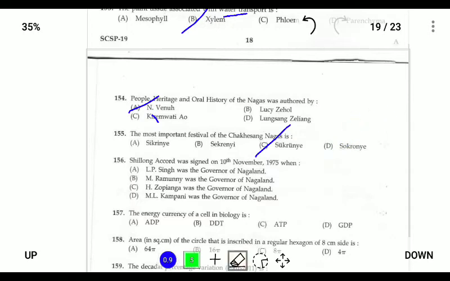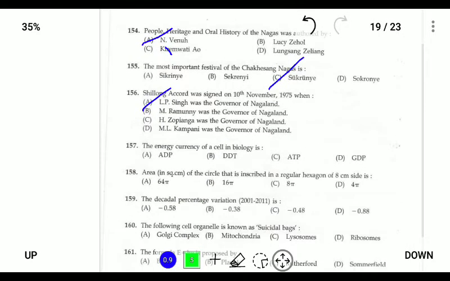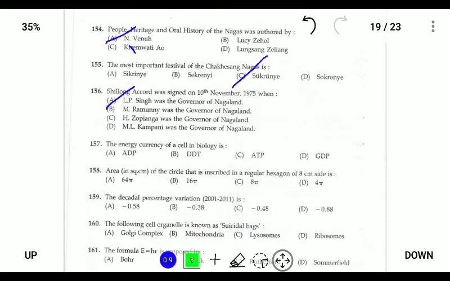Next, 156. The Shillong Accord was signed in 1975, when? The Shillong Accord was signed on November 10th of 1975 between the underground Nagas and the governor of Nagaland, L.P. Singh, in which the underground Nagas agreed to lay down arms and accept the sovereignty of the Constitution of India. Next, the energy currency of a cell in biology is also known as ATP, that is adenosine triphosphate.